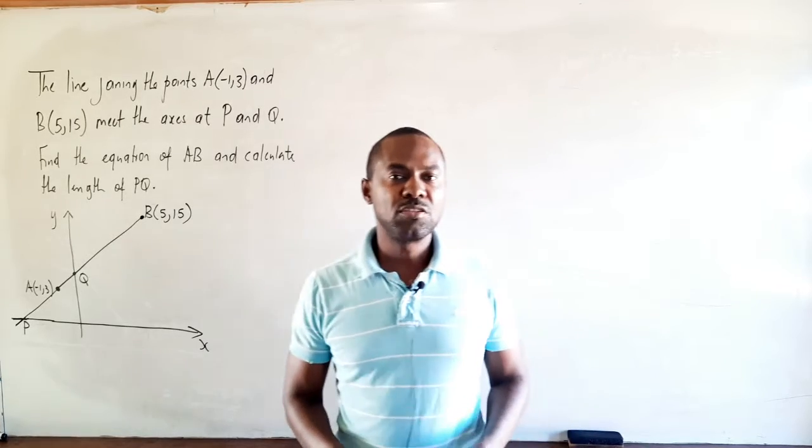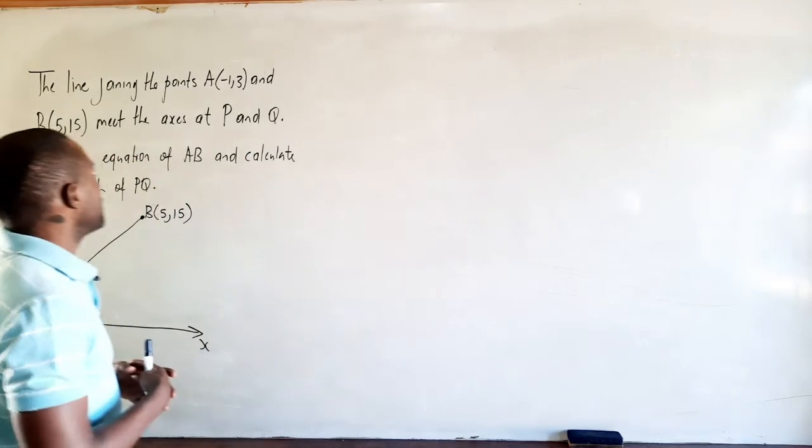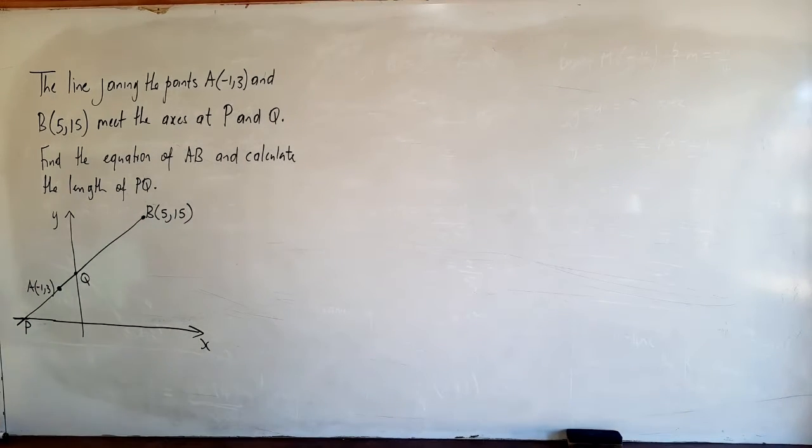In this video, we'll continue to look at coordinate geometry, and we look at this question. The question says the line joining the points A(-1, 3) and B(5, 15) meets the axes at P and Q. Find the equation of AB and calculate the length of PQ.